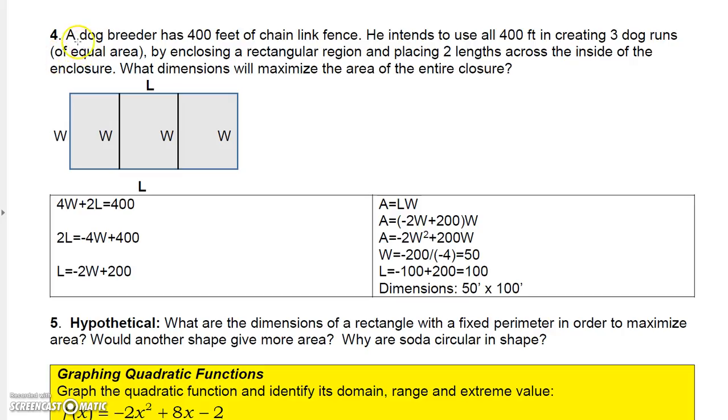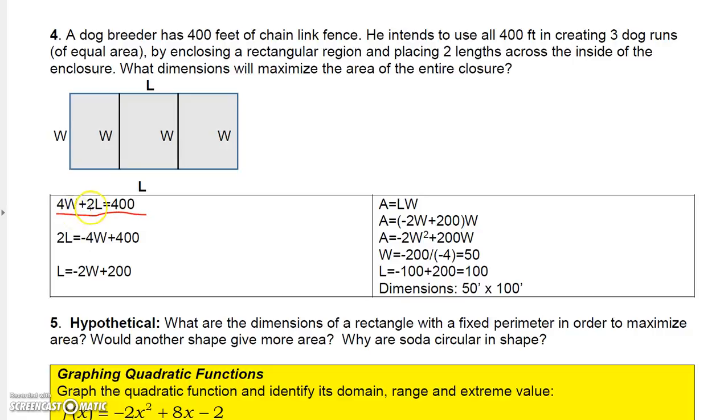Okay, so you've paused this and read it now, and now let me show you the picture. I have 4 pieces of fence here that have length w, and I have 2 long pieces length l, and I have 400 feet of fence here. So 4w plus 2l has to equal 400.